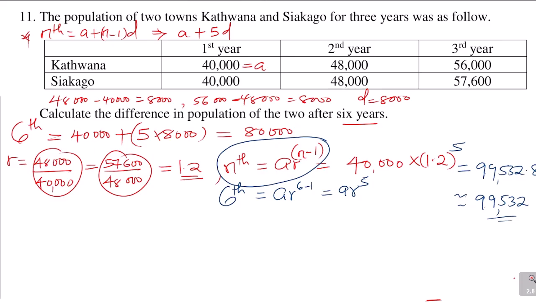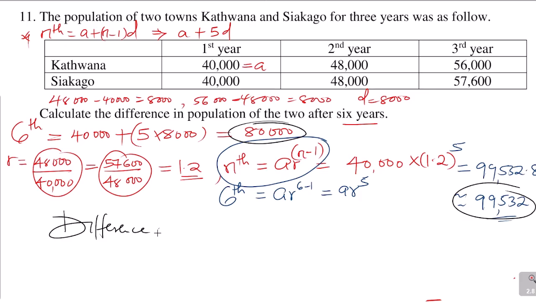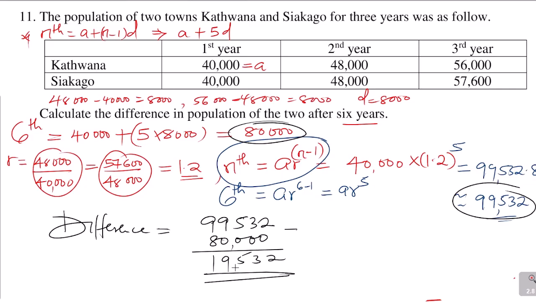So now we have the population after 6 years for Katwana, 80,000. Then you have the population for Siakago after 6 years, which is 99,532. Now you're supposed to get the difference. So for the difference, you simply take 99,532 and subtract 80,000, the difference of the two. When you subtract these, you will get 19,532.